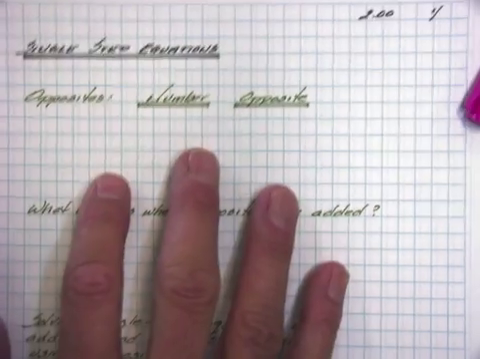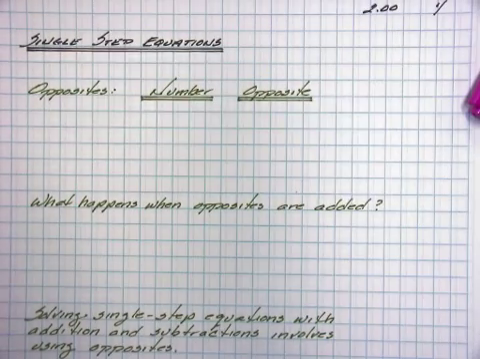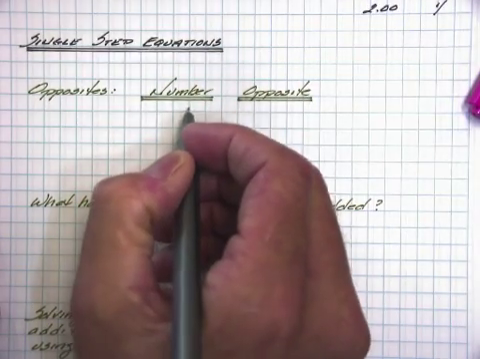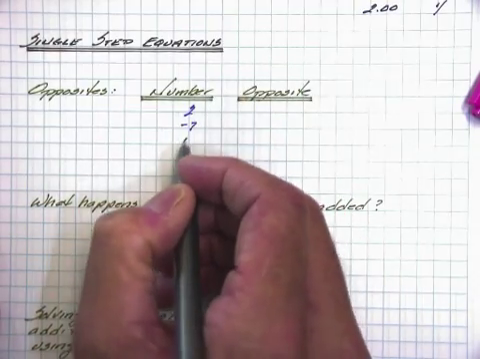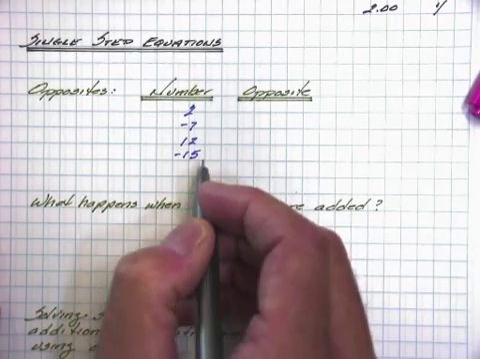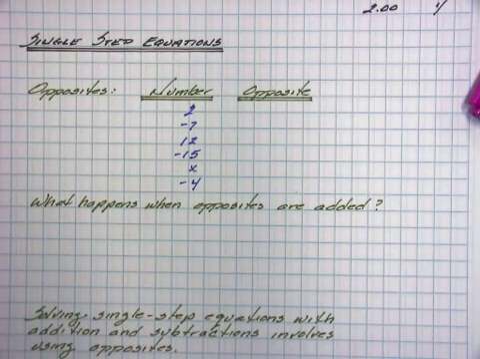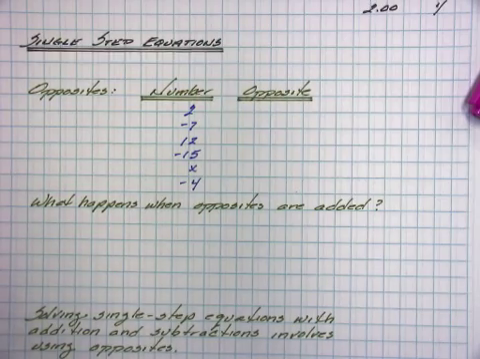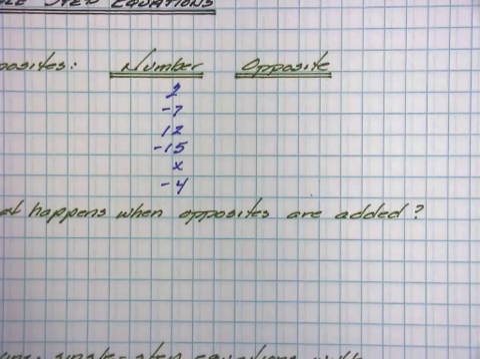Now, before we dive in, I want to talk about opposites. So let's put down some numbers. Let's say I put down 2, negative 7, 12, how about negative 15, how about x, how about negative y? Let's throw some variables in there. And let's talk about what are the opposites of those. You should be looking at this going, well, this is really too easy, Mr. Rick, but let's make sure we're all on the same page.